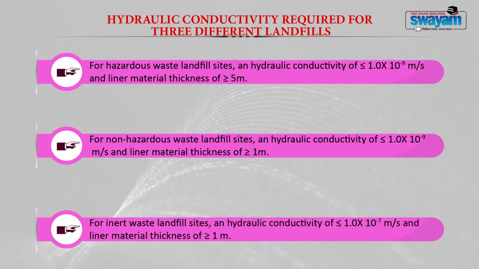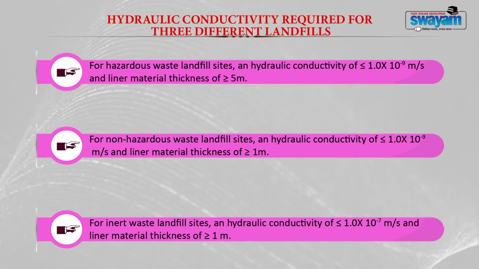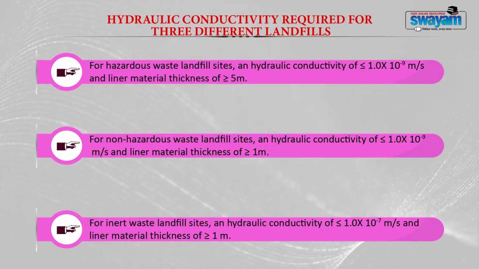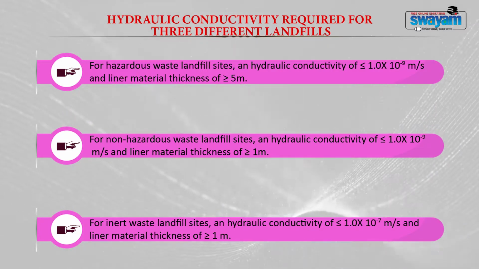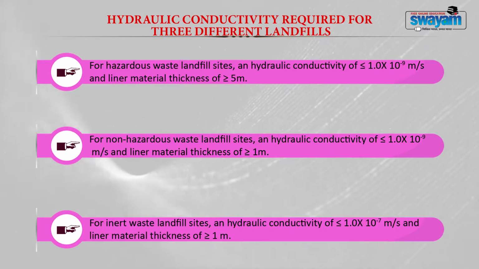For inert waste, the hydraulic conductivity should be around 1 into 10 to the power of minus 7 meter per second, and the landfill liner material thickness should be 1 meter. Now from this you can see the hazardous landfill liner materials are thicker when compared to the other 2 landfill systems. Now let us discuss the different liner materials that are used for constructing a liner system and what are the significant features, why they are actually used as a liner material.